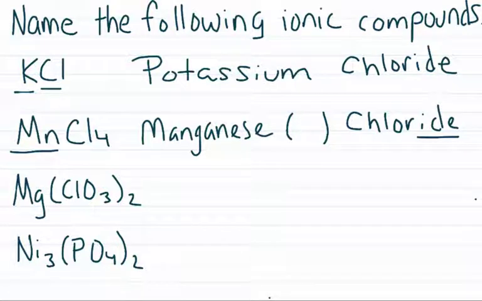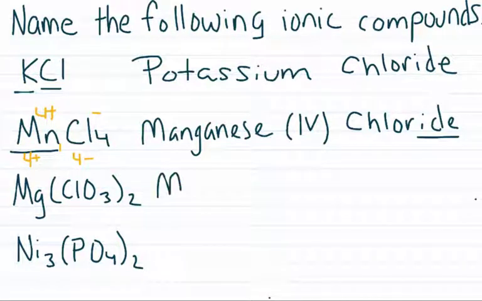Okay, so now we need to determine the charge on manganese. Remember that chlorine has a -1 charge, and there's 4 of them, which gives this a total of 4 minus charge. Since it's a compound, it's electrically neutral, so that means the positive side has to be 4 plus. There's only one manganese, which means that this manganese has to have a 4 plus charge. So we write manganese(IV) chloride. Okay, let's look at the next one.